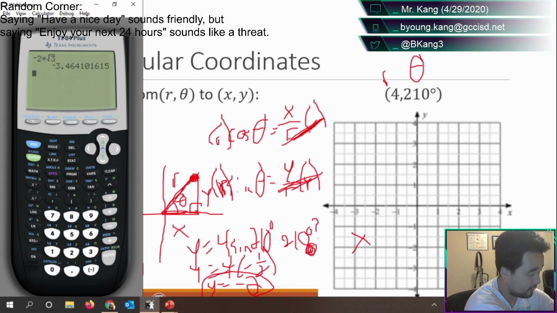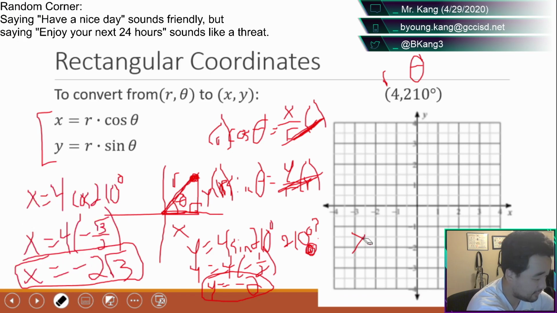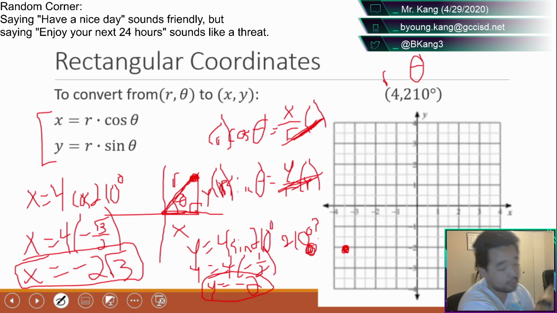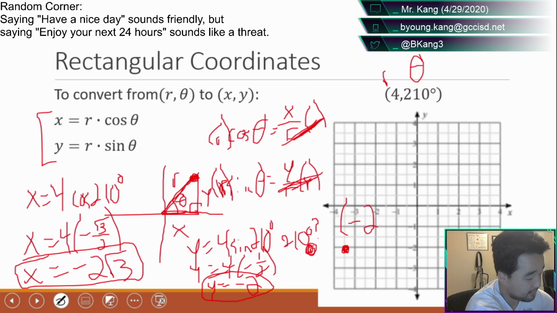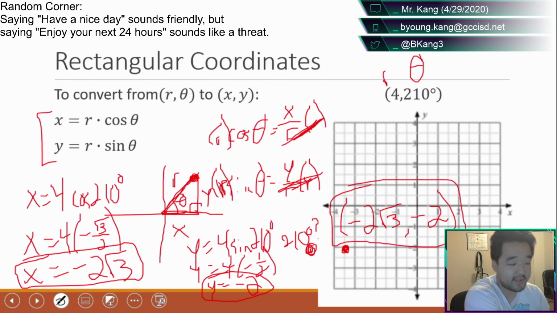So whenever you want to figure it out over here, let's erase that x now. So negative 3.5-ish, and then negative 2. So there's where it would have exactly been in polar coordinates, and now I know that the coordinate point is negative 2 square root of 3, comma, negative 2. So that's your rectangular coordinate that corresponds to that polar coordinate. This and this are describing the exact same place in the world, if you want to think of it that way.